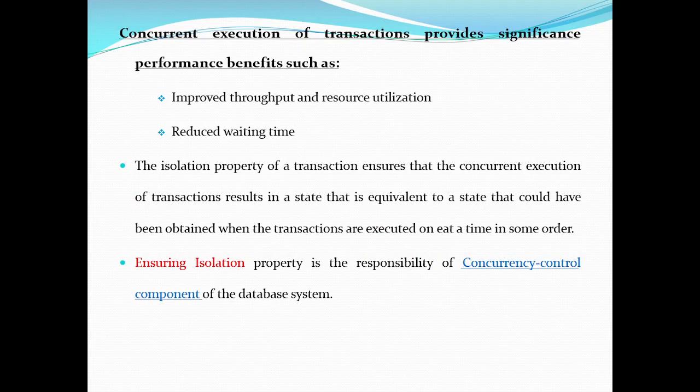Concurrent execution of transactions provides significant performance benefits, such as improved throughput and resource utilization and reduced waiting time. The isolation property of a transaction ensures that the concurrent execution of transactions results in a state that is equivalent to a state that could have been obtained when the transactions are executed one at a time in some order. Ensuring the isolation property is the responsibility of the concurrency control component of the database system.